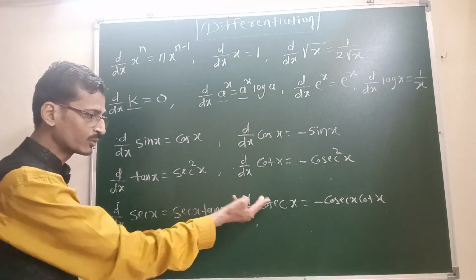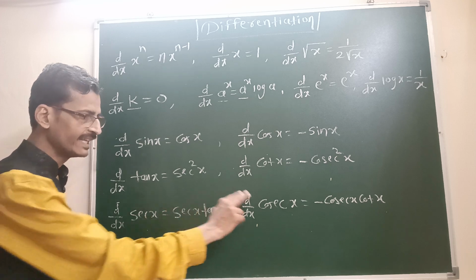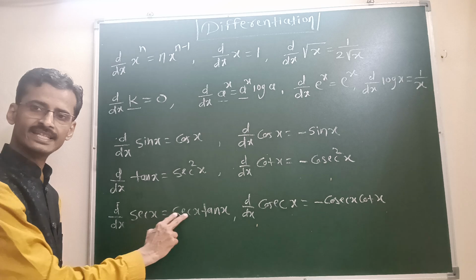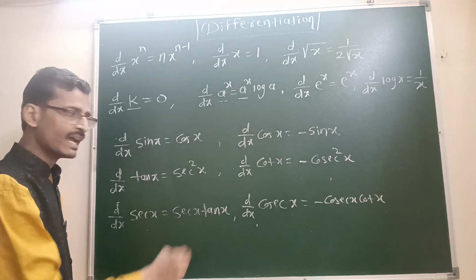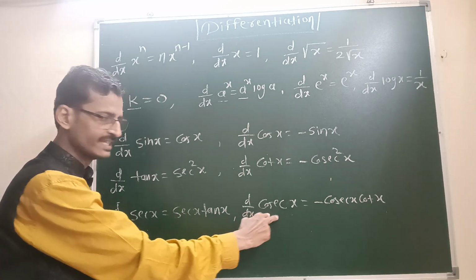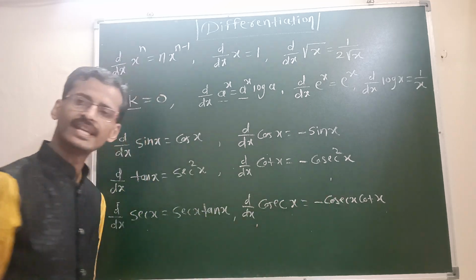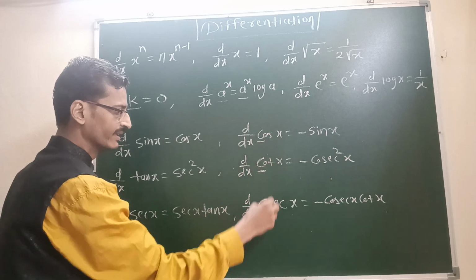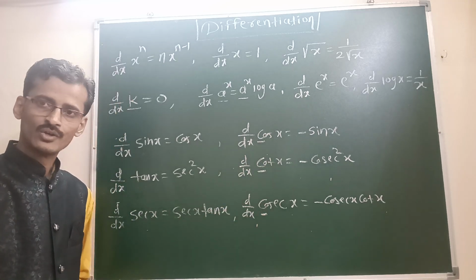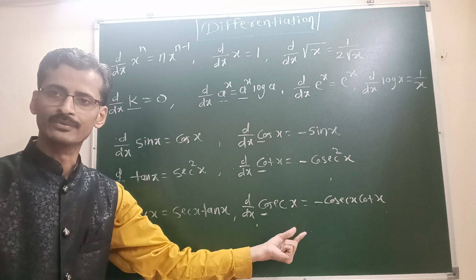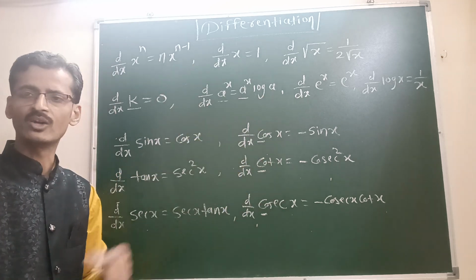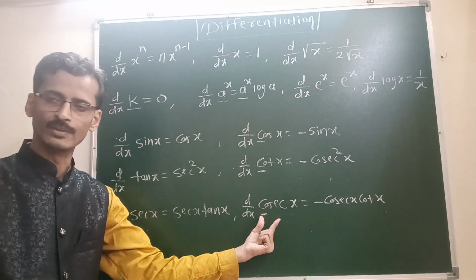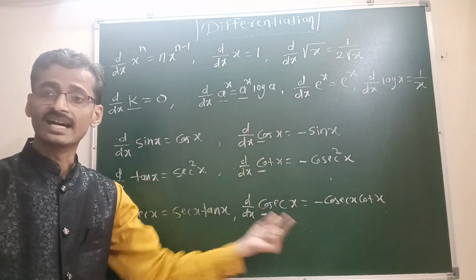Now for sec and cosec, in sec there is a c, in cosec also there is a c. So d/dx of sec x is sec x into tan x and d/dx of cosec x is minus cosec x into cot x. Now here c is there, in these three c is there. So here the answers are negative. Only these answers are negative, remaining all are positive. So where cos, cot and cosec are given, c is there, the answers are negative.